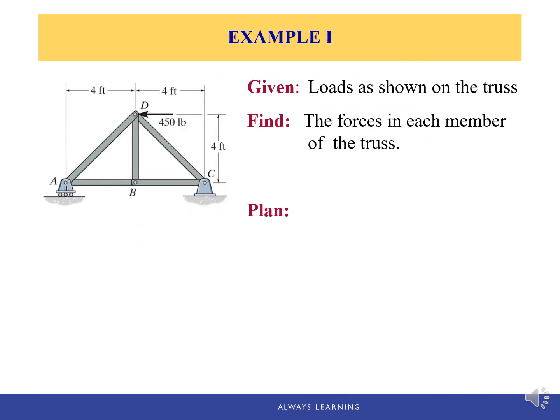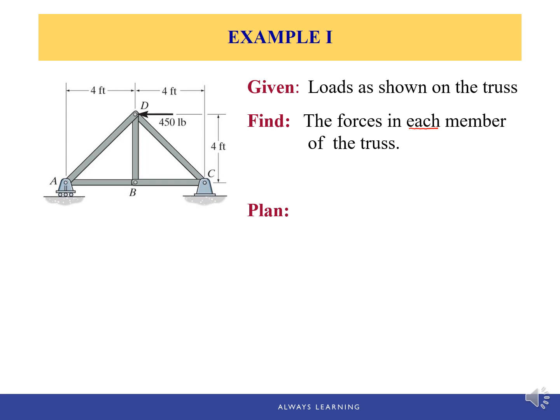Example 1. Loads as shown on the truss, and we're looking for the forces in each member of the truss, meaning we're looking for forces in AD, CD, BD, AB, and BC. So first we see this is a simple truss, and we're going to apply the method of joints. And the question is, which joint are we going to start with?